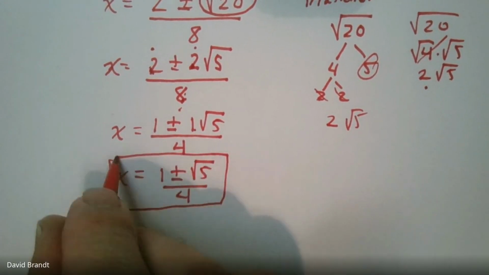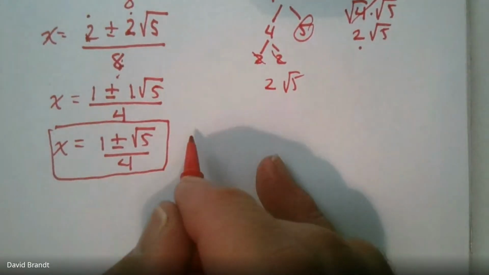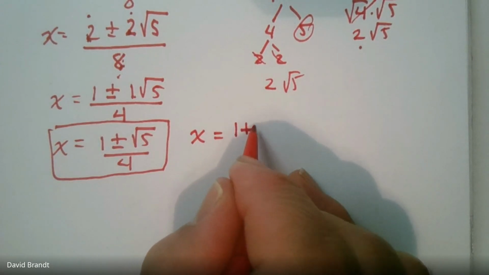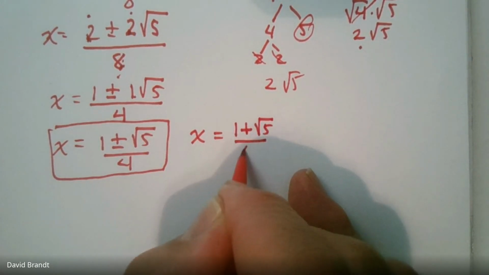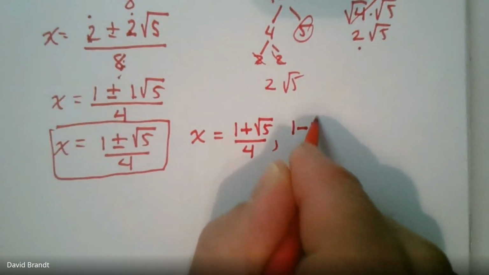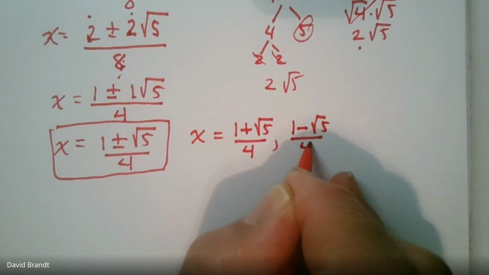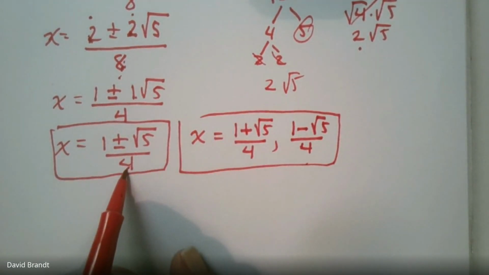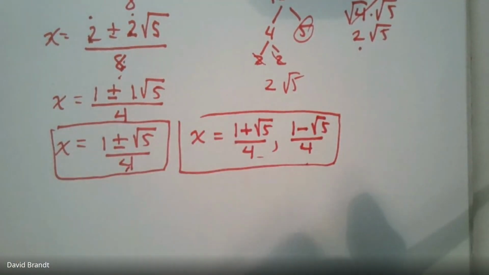And that is your final answer. Now, on the SOL, this might be written out as 2 separate answers. 1 plus the square root of 5 all over 4, and 1 minus the square root of 5 over 4. You can write it like this, or you can write them together like this. It doesn't matter. Either way is fine.